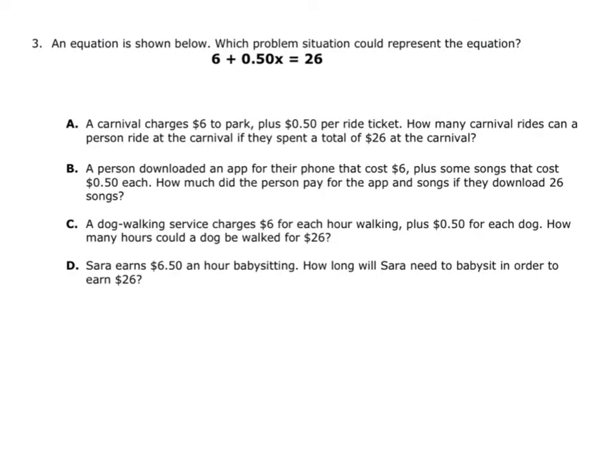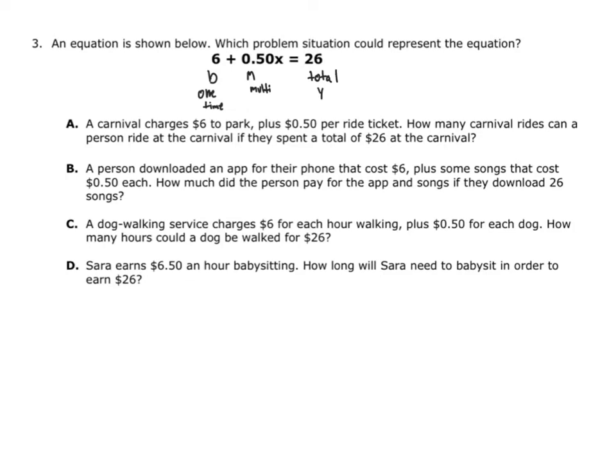Number 3 says an equation is shown below. Which problem situation could represent the equation 6 plus 0.5x equals 26? So we know this 26 is our total. We know the 0.50 is our m, the thing that happens multiple times, and 6 is the b. So again, b is the one time, m is the multiple times, and 26, our total, is going to be y.